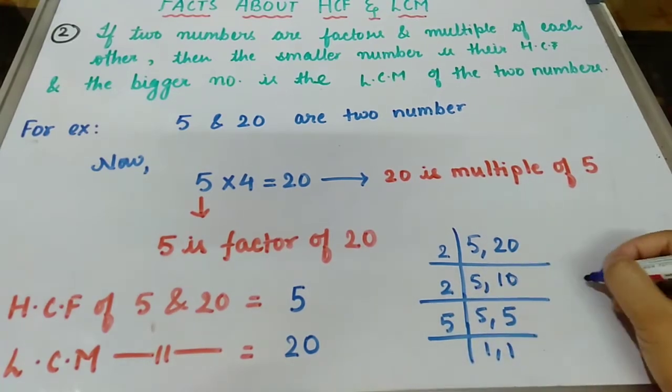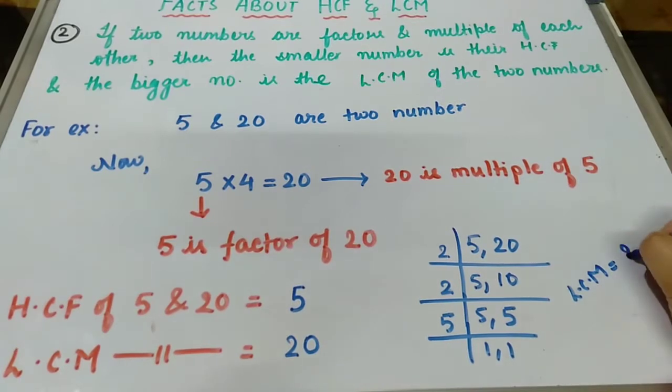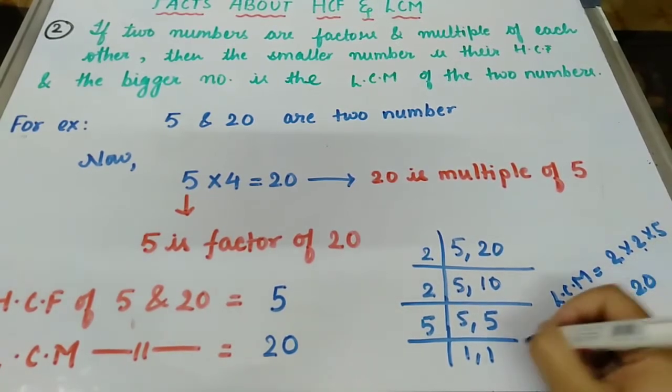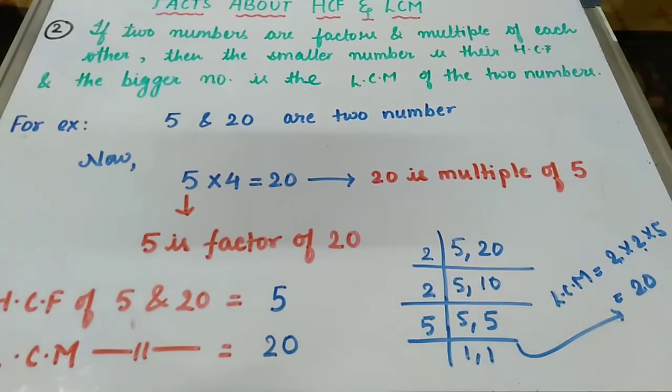So what will be the LCM? LCM will be 2 into 2 into 5. That is 2 twos are 4, 4 fives are 20. See, by this method also we got the LCM 20, and as per the fact also we have got the LCM 20. That's why this fact is true. Okay, so remember this fact.